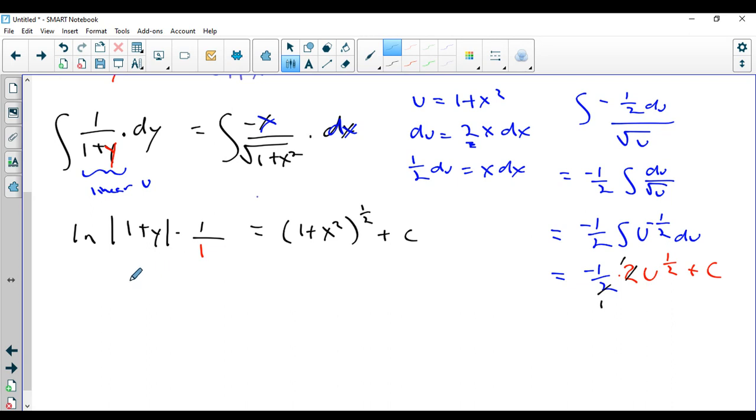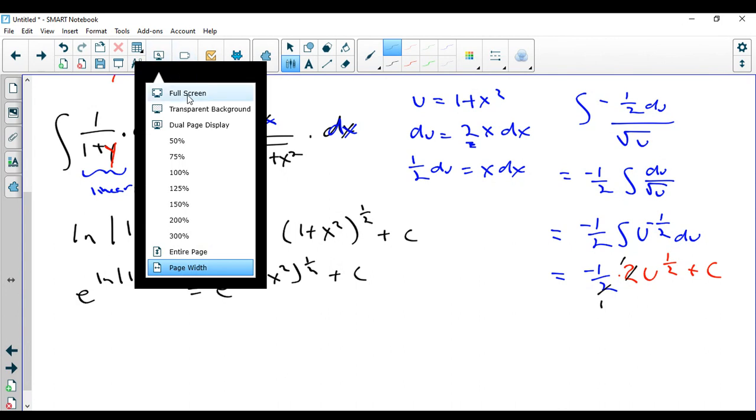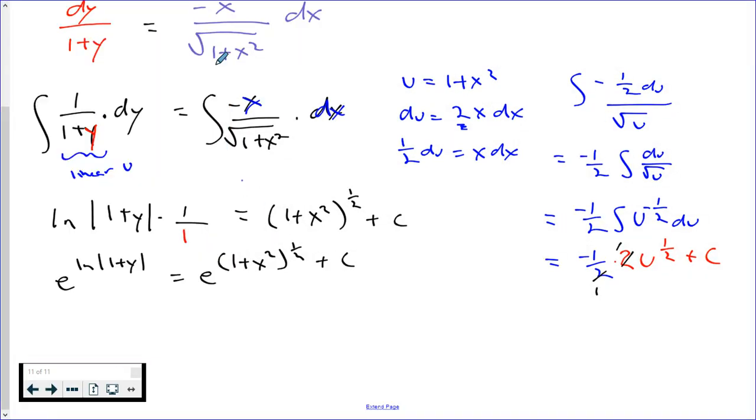Now, if we can solve for y, we should. And let's see if we can. The only way that we can possibly do it would be to exponentiate both sides here. So we're going to e to the left side, and then we're going to e to the entire right side. And then it's the same trick as before. So we're going to have to go to the big screen on this one. All right, cross you out.